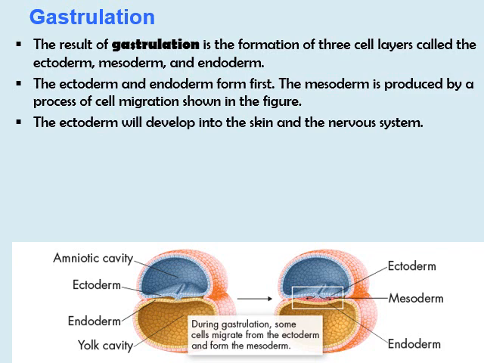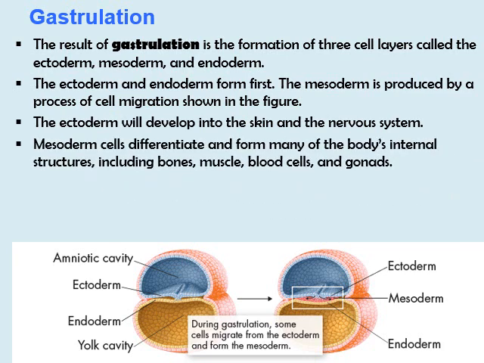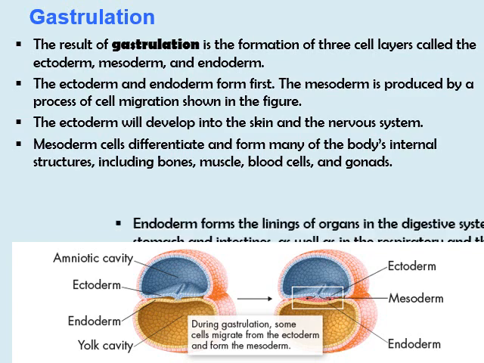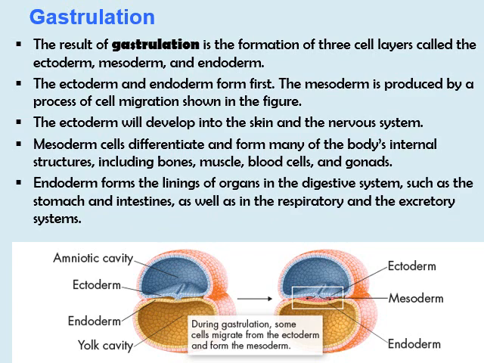The ectoderm will develop into the skin and the nervous system. The mesoderm cells differentiate and form many of the body's internal structures, including bones, muscle, blood cells, and gonads, while the endoderm forms linings of organs in the digestive system, such as the stomach and intestines, as well as the respiratory and excretory systems.